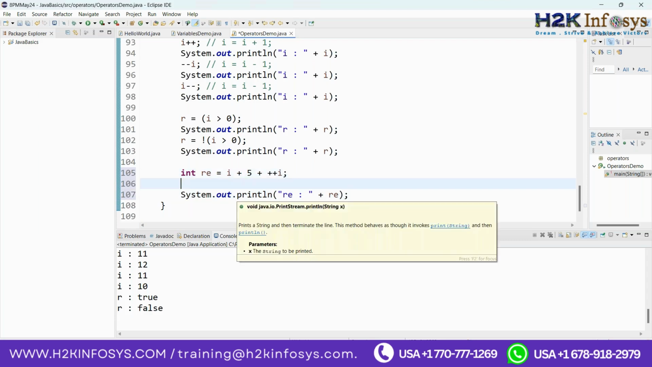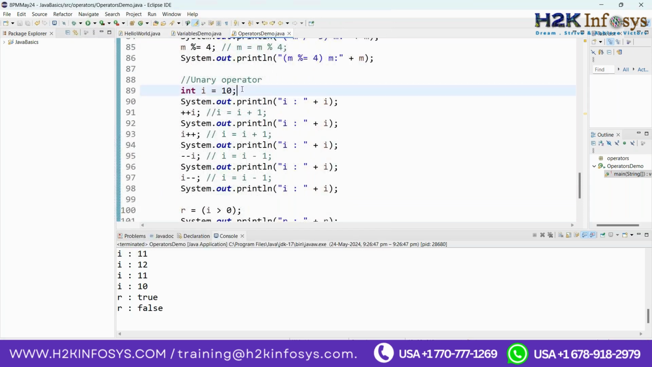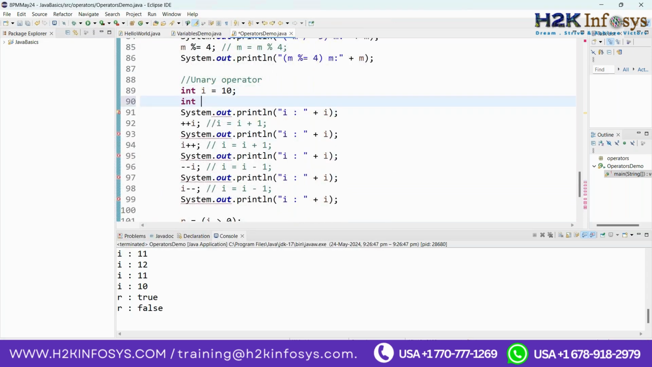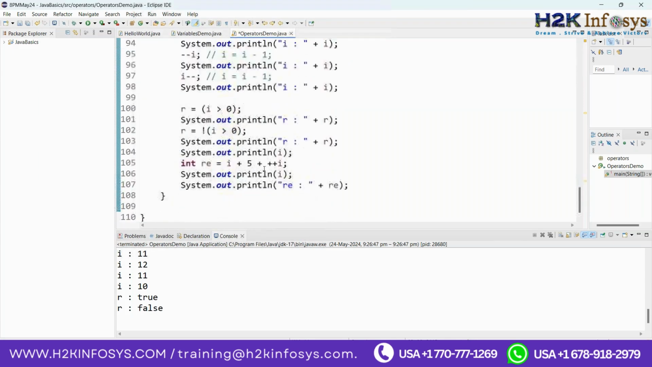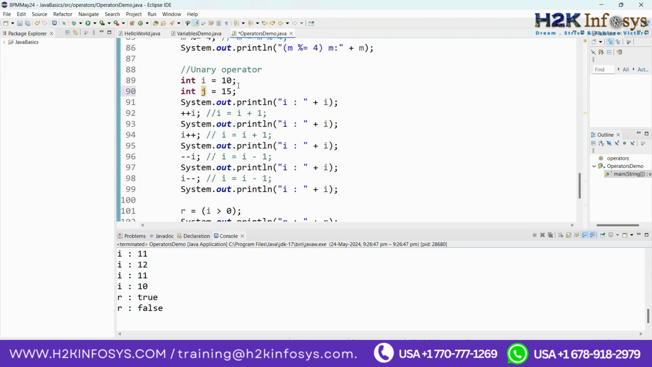Before I print, here I print the i value. The latest i value is 10. Let me not confuse you with i in the same expression, guys, so let me take j. I have taken the j value as 15.